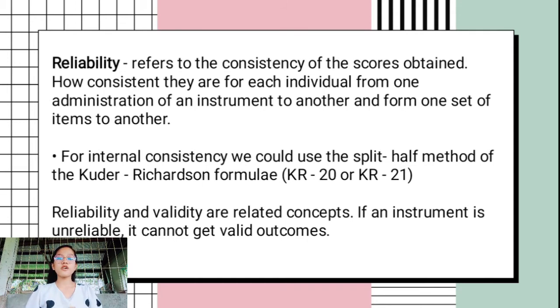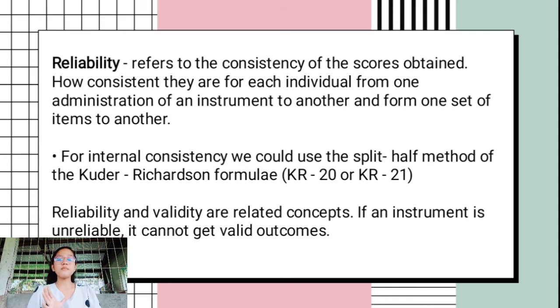Next is the reliability. Reliability refers to the consistency of the scores obtained, how consistent they are for each individual from one administration of an instrument to another and from one set of items to another. For computing the reliability of a test for internal consistency, for instance, we could use the split-half method or the Kuder-Richardson formula, the KR20 or KR21.